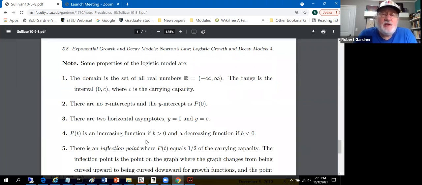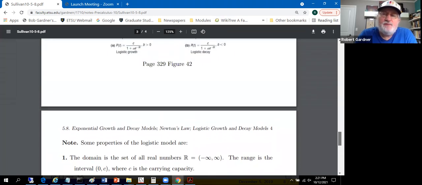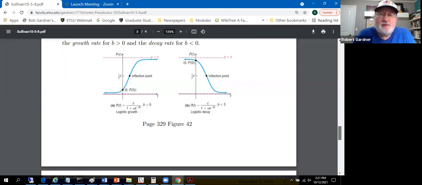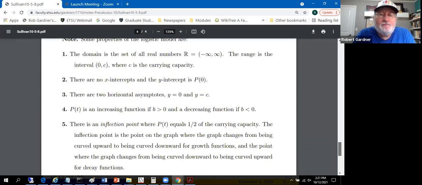P of t is an increasing function if b is greater than 0, and a decreasing function if b is less than 0. So we're kind of taking that as given by the textbook. We're not going to deal with these in depth, but these could potentially be added to the library of functions. But I think this is probably about the last we'll see of logistic models in the precalculus sequence. Though you will see it again in the calculus sequence, probably calculus 2.